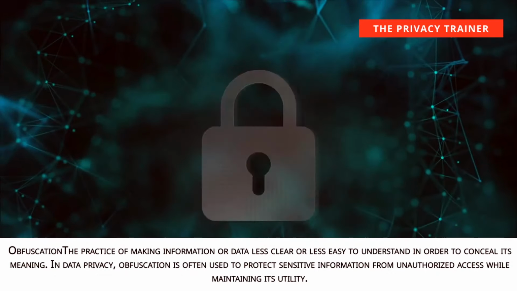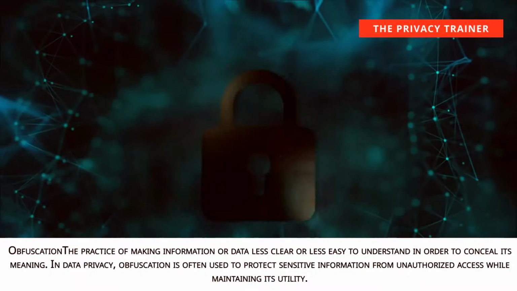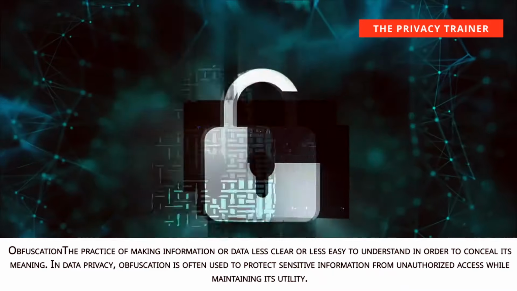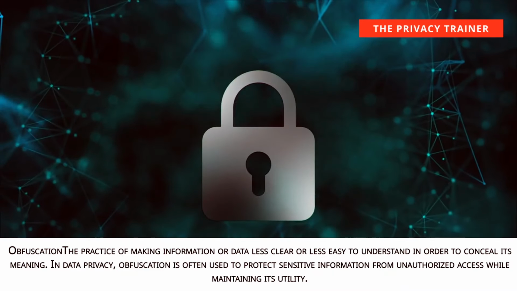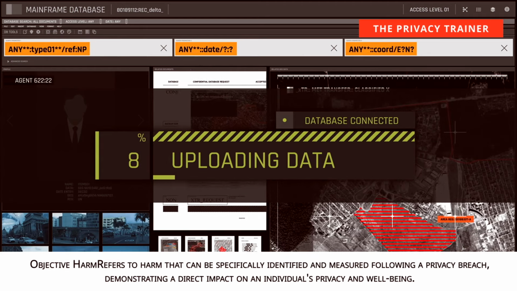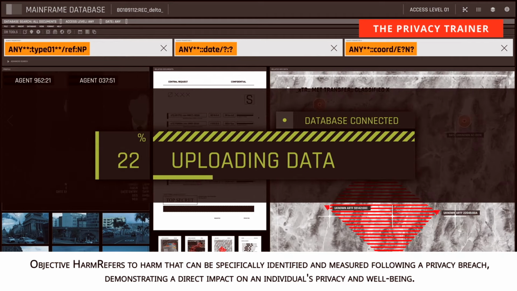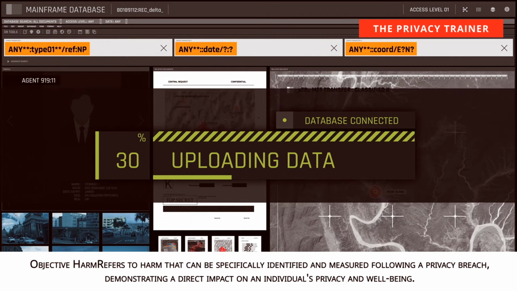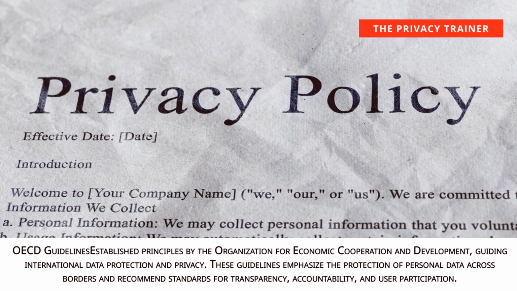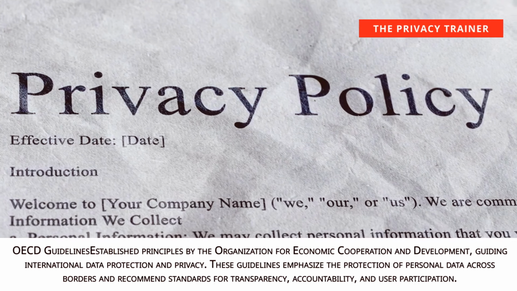Obfuscation, the practice of making information or data less clear or less easy to understand in order to conceal its meaning. In data privacy, obfuscation is often used to protect sensitive information from unauthorized access while maintaining its utility. Objective harm refers to harm that can be specifically identified and measured following a privacy breach, demonstrating a direct impact on an individual's privacy and well-being. OECD guidelines established principles by the Organization for Economic Cooperation and Development, guiding international data protection and privacy.